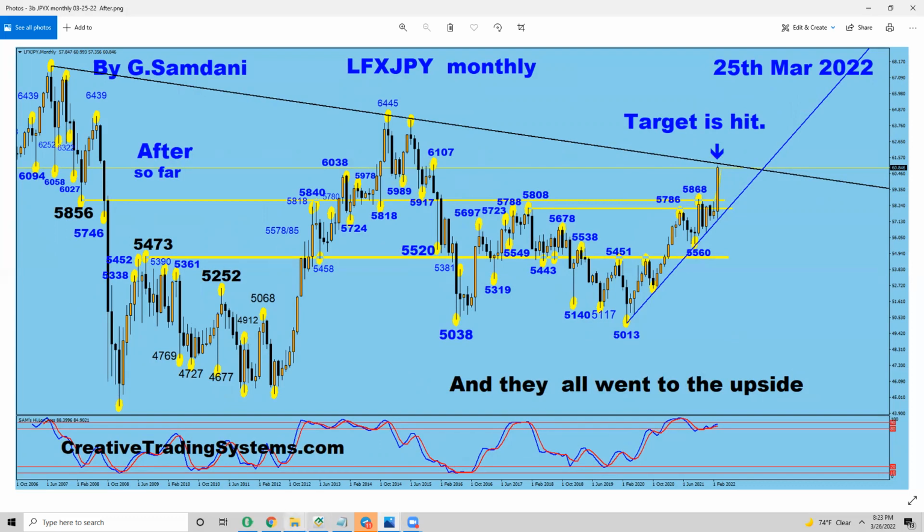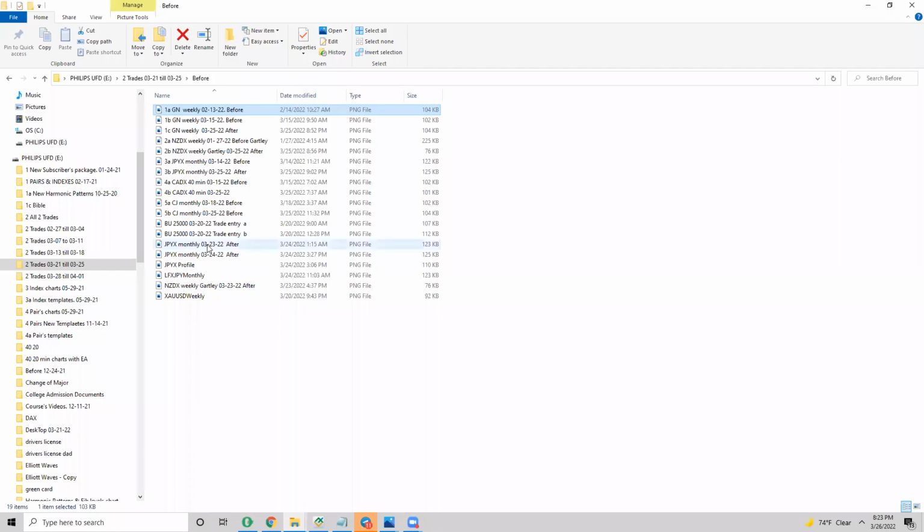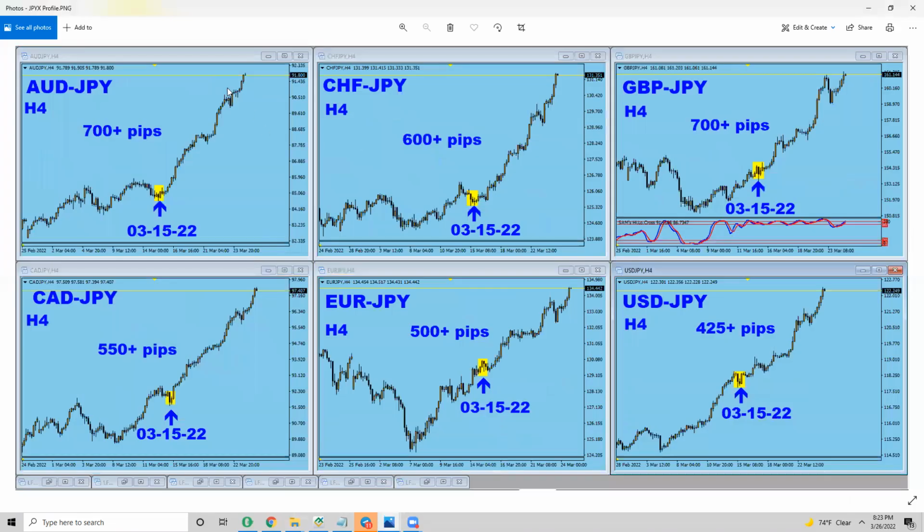And let me see if I can just quickly show you the profile, all yen pairs. This is how they went up. You see all yen pairs here. Aussie yen went up 700 pips, franc yen 600, pound yen 700, all since March 15th. And CAD yen went up 550 pips in a straight line. Euro yen went up 500 pips. USD yen went up this much, and I didn't have space here. New Zealand yen also went up 600 pips. All yen pairs went up like this, right in front of you. So that's really what happened.